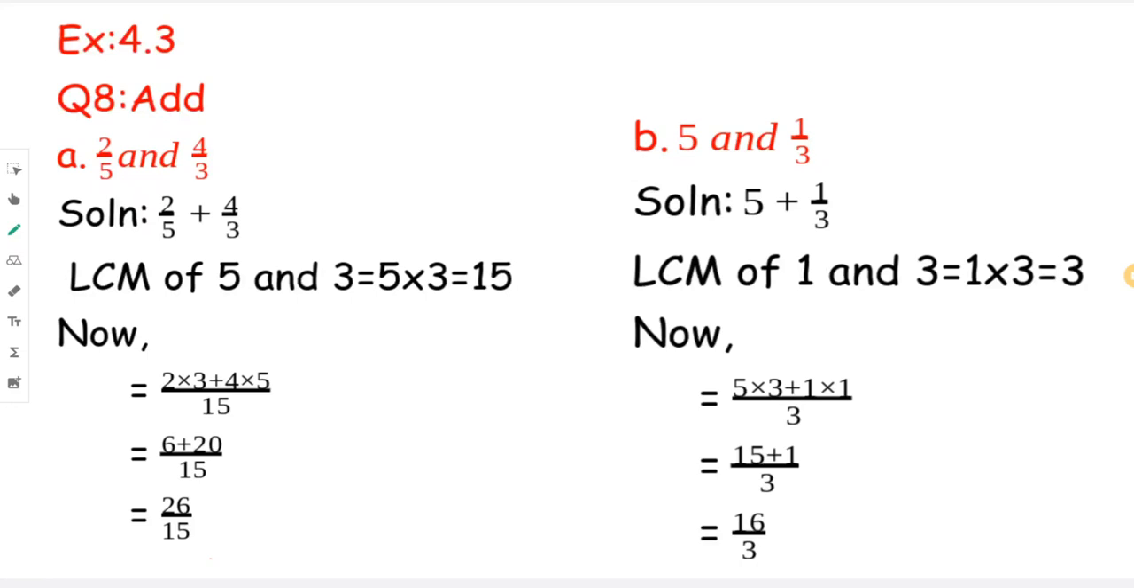Question number 3, right? Exercise 4.3. Once again, the question is add. So what are the two rational numbers that we have to add? 2 by 5 and 4 by 3. You can see the plus is here because it is addition, right?